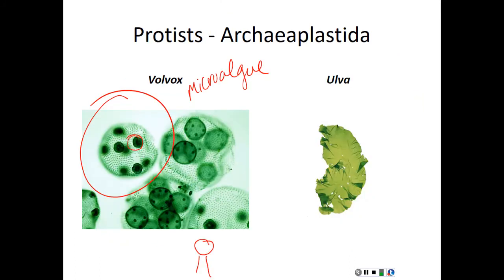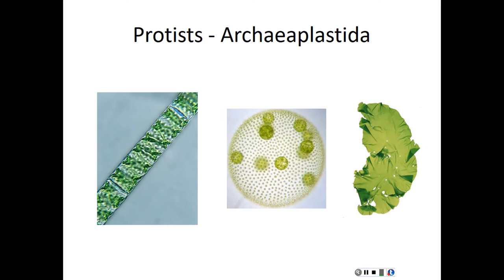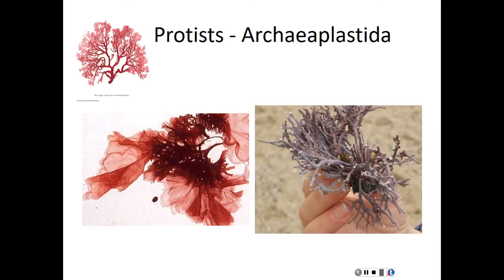Now, we also have some algae that are truly multicellular. And this sea lettuce, Ulva, is an example of this. So this is actually a multicellular green algae. Okay, so then here's just the three of them together as a comparison.